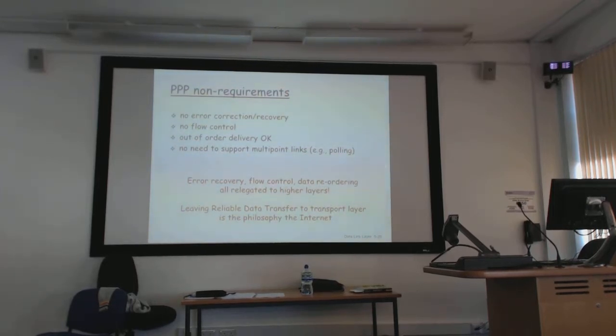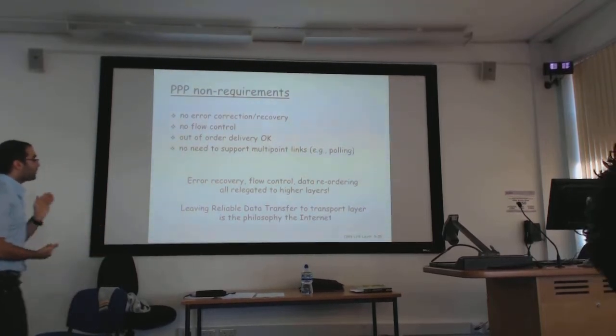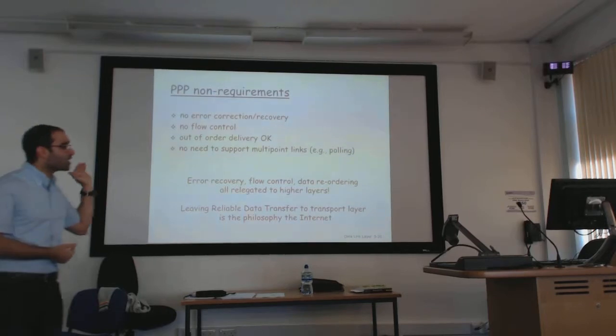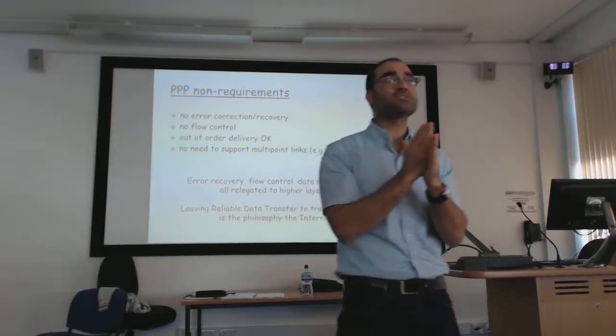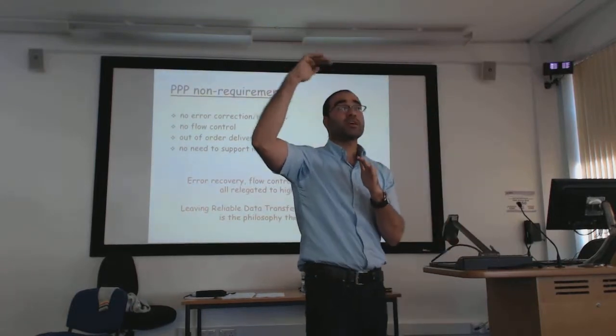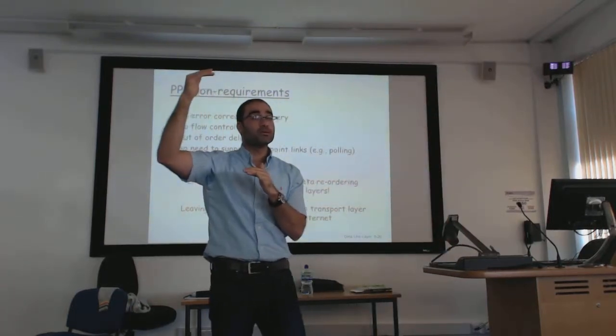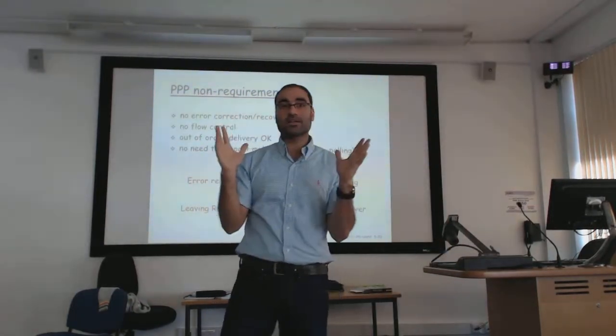And how can you work on those sequence numbers? So error recovery, flow control, data reordering, all relegated to higher layers. So what does that mean? In order for me to provide a reliable service, I'll depend on higher layers. Like for example, layer 4. Is that clear?